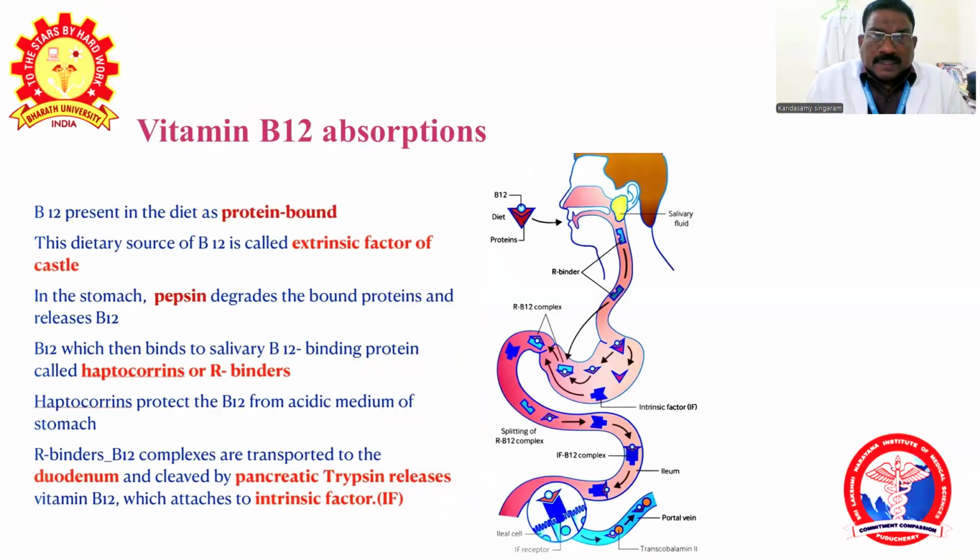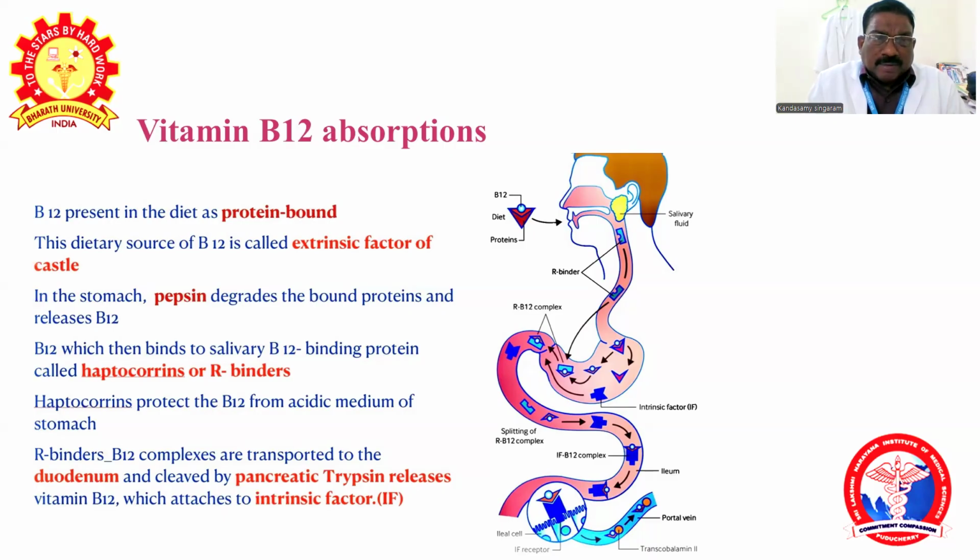Let us see the detail about the absorption of vitamin B12. Vitamin B12 is present in the diet as protein bound. This dietary source of vitamin B12 is called the extrinsic factor of Castle. In the stomach, pepsin with the help of hydrochloric acid degrades the bound protein and releases vitamin B12.